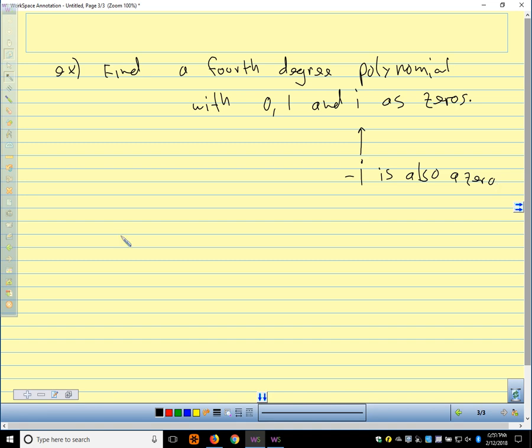So my fourth degree polynomial is f of x equals x minus 0, so I can just write x, x minus 1, x minus i, x plus i. And that would be enough to write your fourth degree polynomial. If you multiplied this out, you'd have a fourth degree polynomial with all real coefficients. This is fine for me.